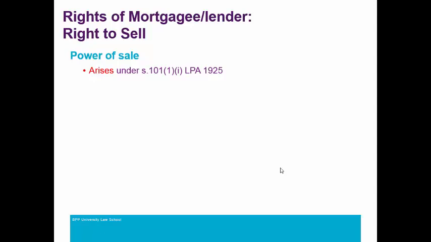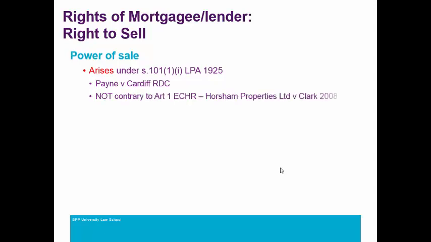Statute says that the power arises when the mortgage is made by deed and the legal redemption date has passed. Payne and Cardiff says that if the loan is repayable by instalments, the power will arise as soon as one instalment of capital is due. In the Horsham case, it was argued that Section 101 is contrary to Article 1 of the ECHR, the right to property. That claim failed because there are so many protections built into the legislation on rights to sell.